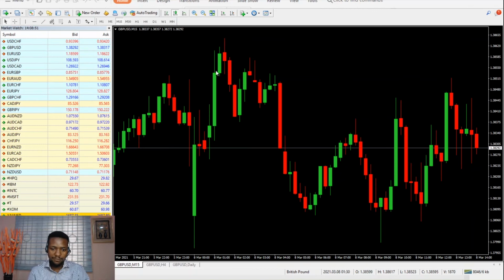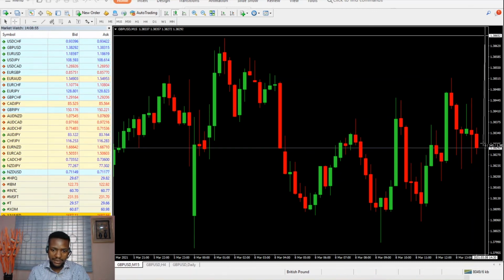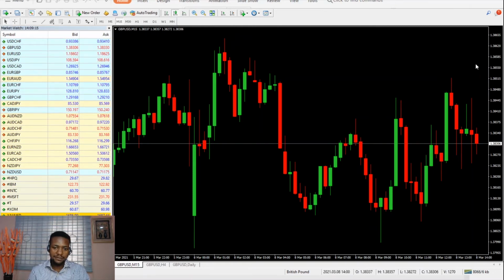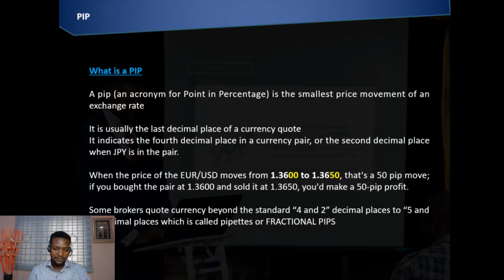So when it moves, say from here down to this point, that's 307 pips. As you can see, you can use this tool to know the amount of pips you want to make. From here down here is 72 pips, down to this point is 579 pips. So that is how we calculate pips. So let's continue.